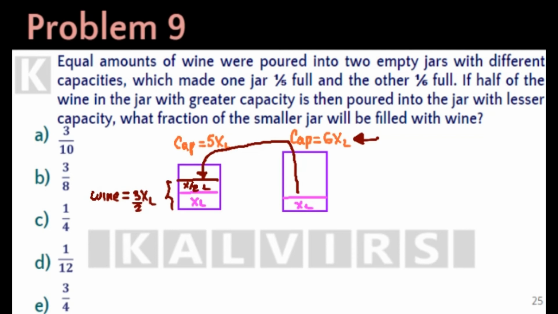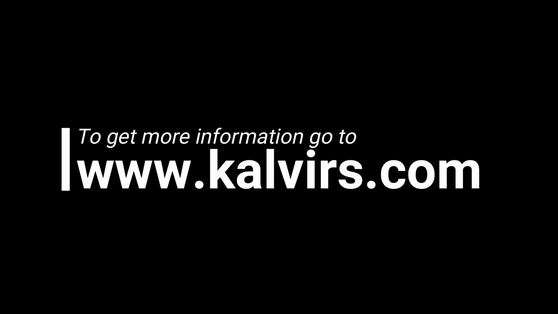And now we want to know what fraction of the smaller jar is filled with wine. So that means that we have to divide 3 over 2 X liters of wine over the capacity of this jar, which is equal to 5 times X liters. And when we divide, we get that this is 3 over 10. So this is the fraction of the smaller jar that is filled with wine. The answer is letter A.